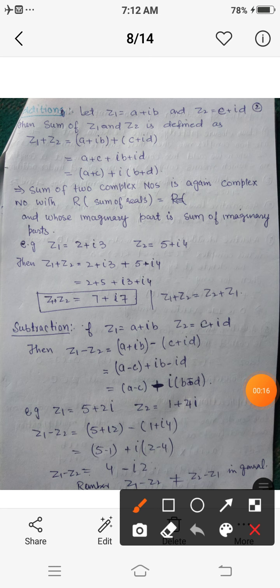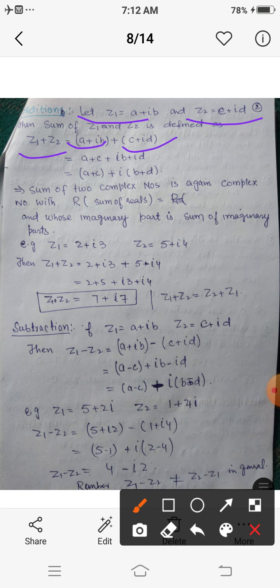Let z1 equals a plus iota b and z2 equals c plus iota d. That is, z1 and z2 are two complex numbers. Then the sum of these two numbers, z1 plus z2, is defined as a plus iota b plus c plus iota d.